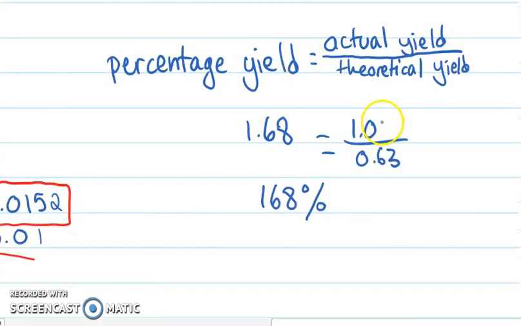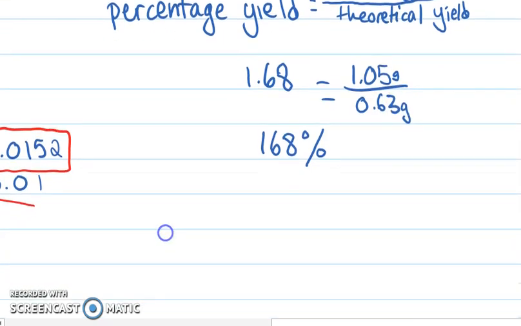To find my percentage yield, I put the actual yield over the theoretical yield. My actual yield was 1.05 grams, and my theoretical yield was 0.63 grams. So I got 1.68, which is 168%.